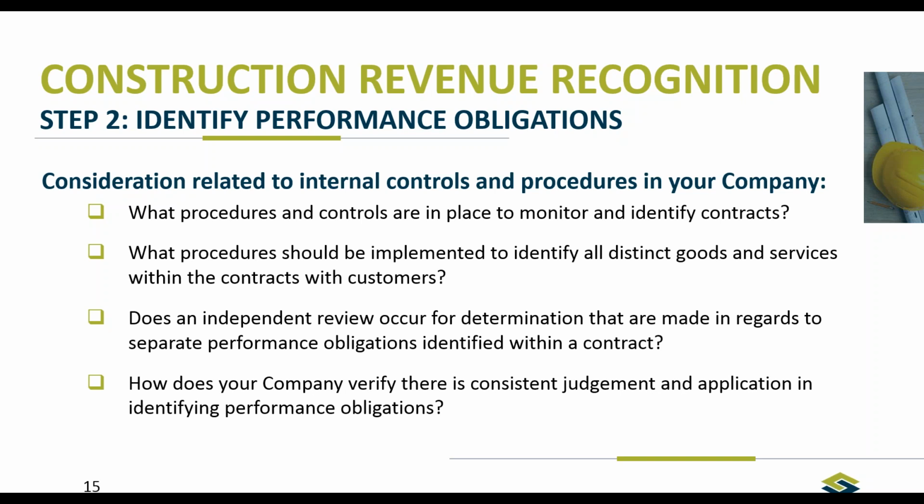A couple of things to consider as you go through this process as it relates to internal controls and procedures in your company. What procedures do you currently have in place to monitor and identify contracts? What procedures should be implemented to identify all distinct goods and services within the contracts with customers? Does an independent review occur for determinations made in regards to separate performance obligations identified within a contract? How does your company verify there is consistent judgment and application in identifying performance obligations?